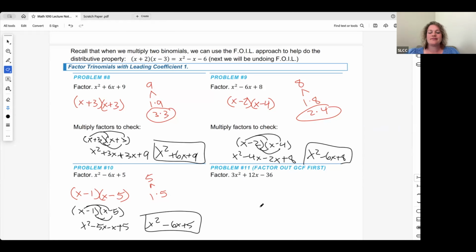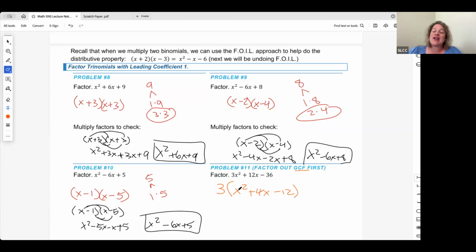Let's do one more. 3x squared plus 12x minus 36. Remember, when you're asked to factor, step one is always take out the GCF. And they remind us here, GCF first. What can I take out of all three terms? I can take out a 3. When I divide each term by 3, I'm left with x squared plus 4x minus 12.